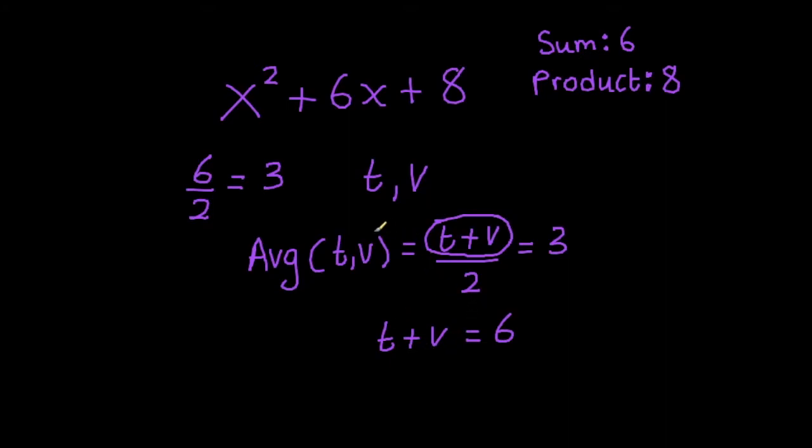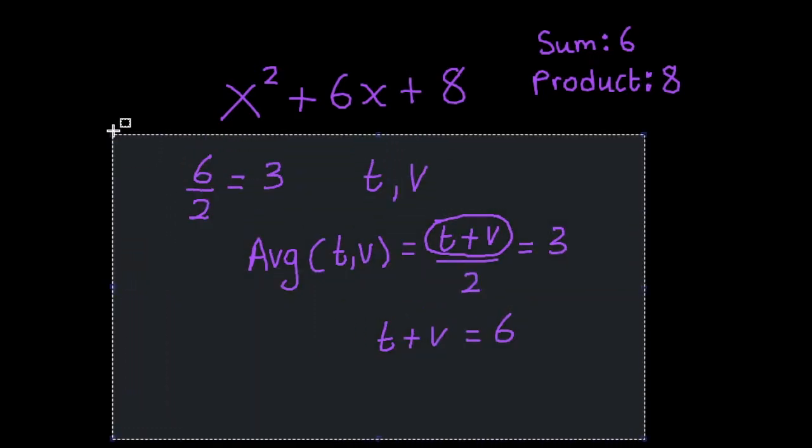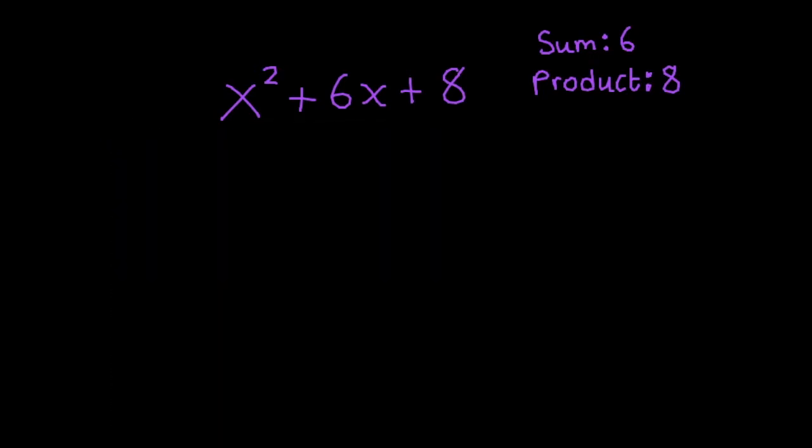Okay, so any two numbers that have an average of 3, if you add them up, their sum will be 6. And it doesn't work only for 6, it works for any number. So let me give you one more example. Let's just remove what we've written so far.